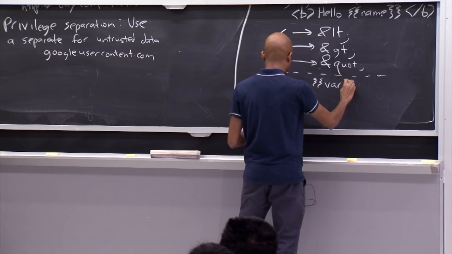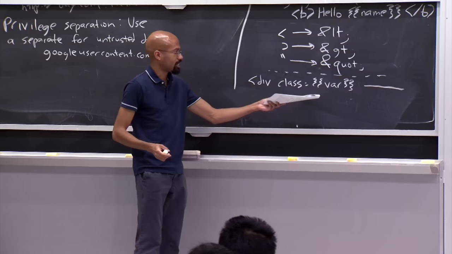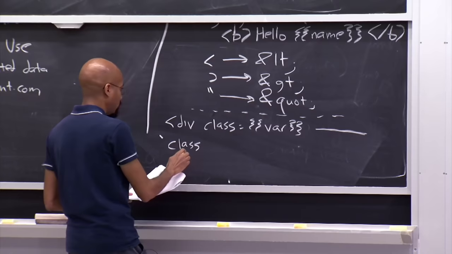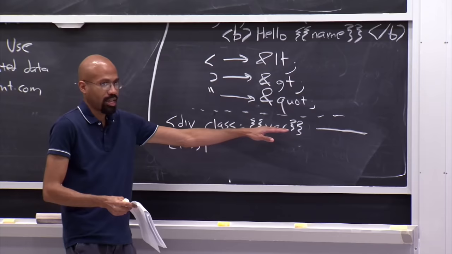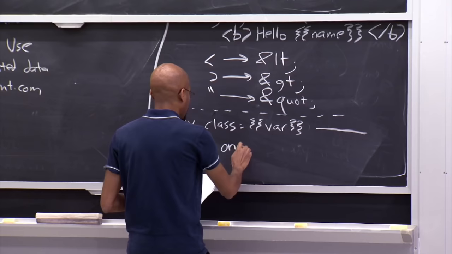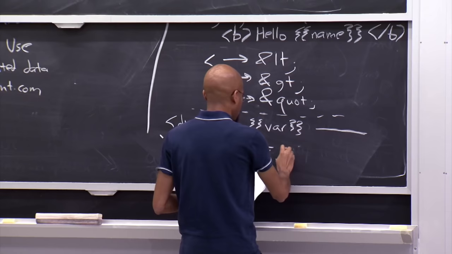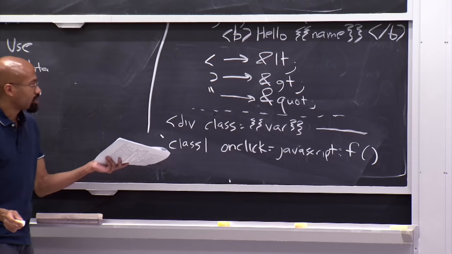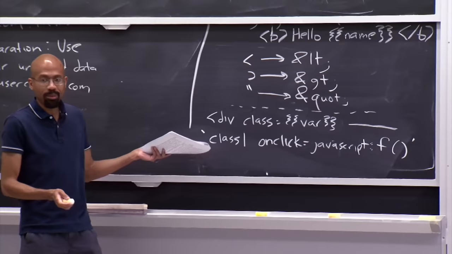So the idea is that when Django processes this, it should figure out what the current styling is and then put it in here. Well, maybe the attacker supplies a string like this. So the attacker will say class 1. Okay, so far so good, right? Because that seems like a valid CSS expression. But then the attacker will try to put some JavaScript here. So it might say onClick equals, and then put a JavaScript URL, and then put some function call here. So this is malformed, right?